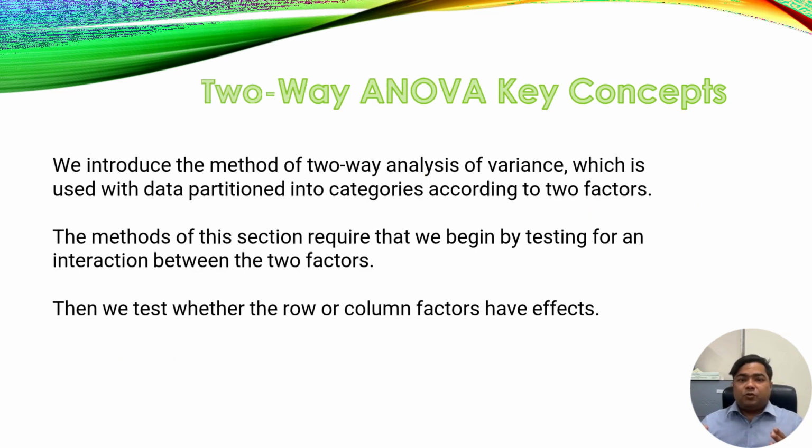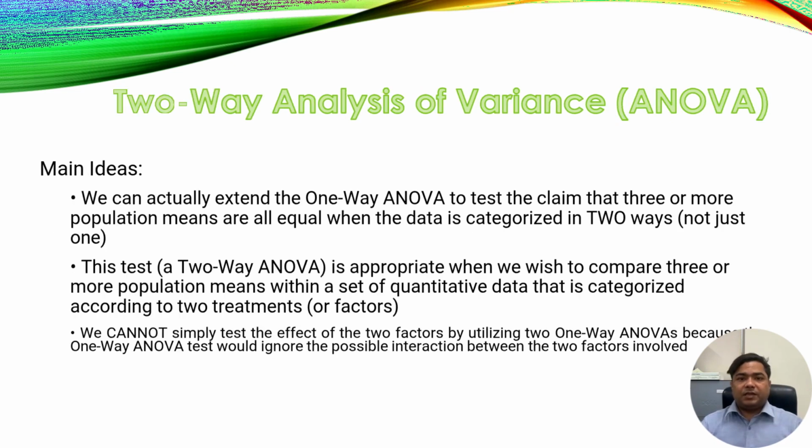We explore the two-way analysis of variance, a method for data categorized by two factors. Start by testing for interaction between these factors. Then assess whether row or column factors have significant effects. We extend one-way analysis of variance to two-way analysis of variance to test if three or more population means are equal when data is categorized in two ways. This method compares means within quantitative data categorized by two factors.